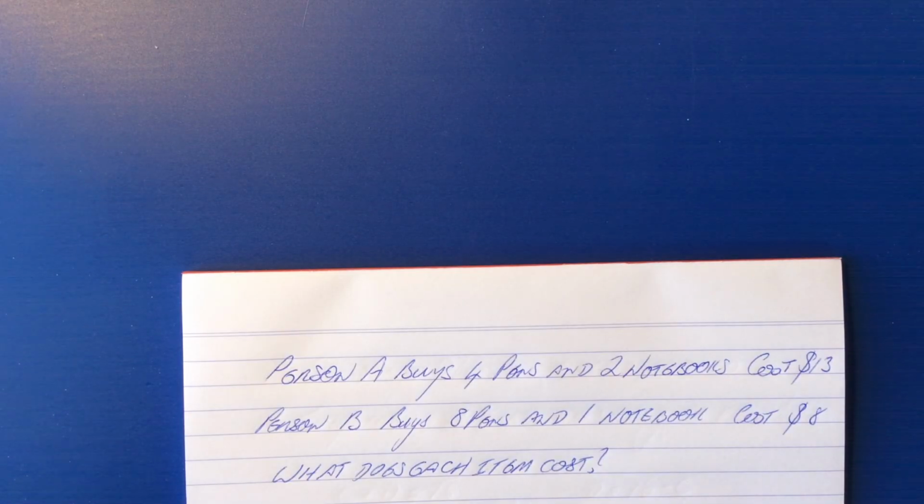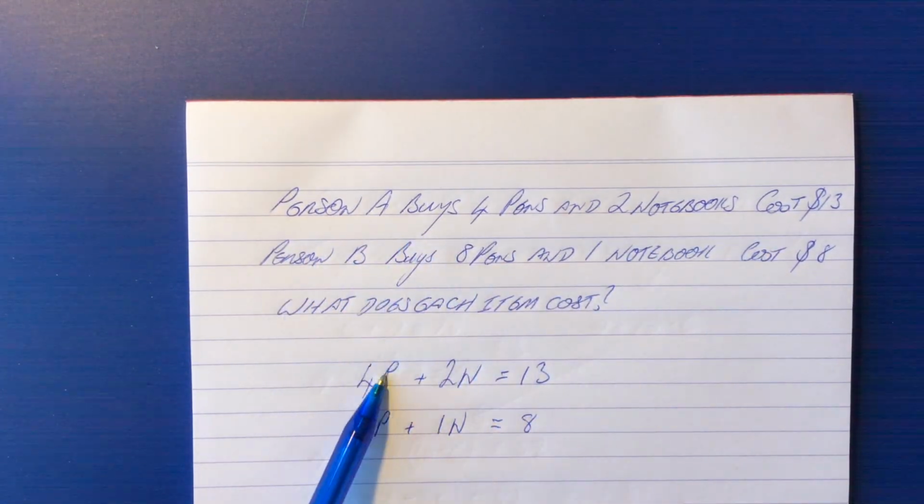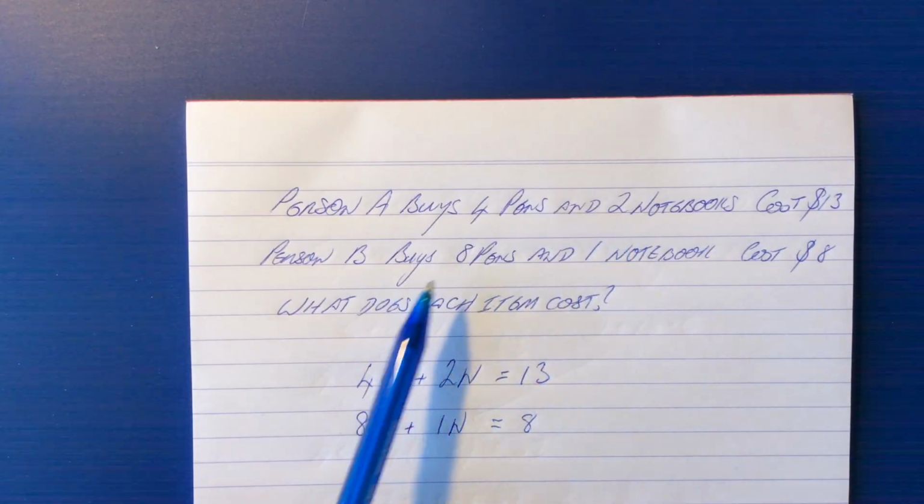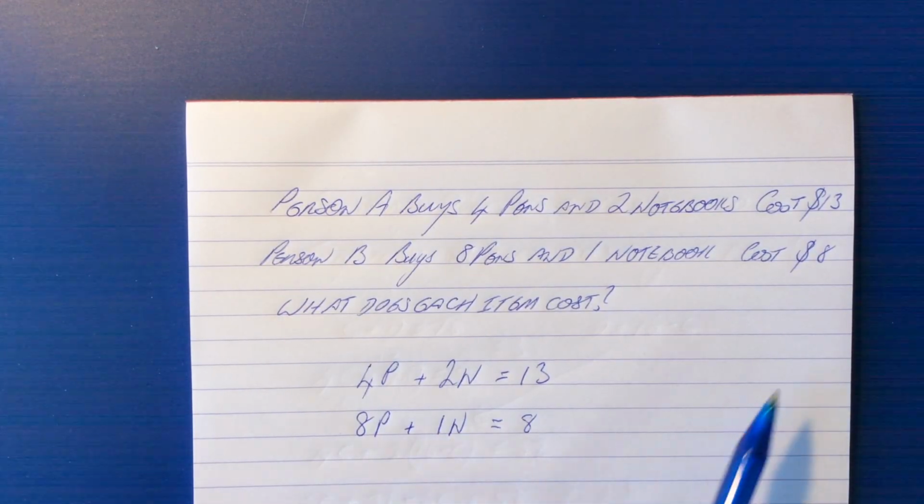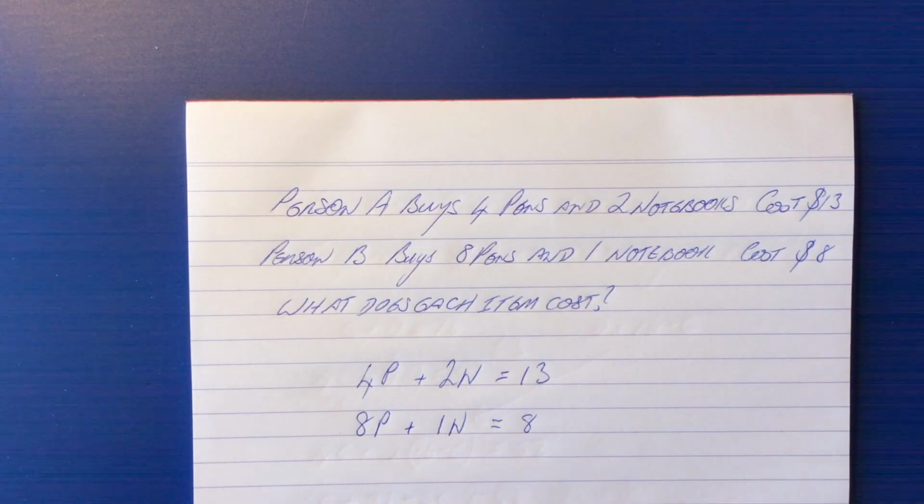This is relatively straightforward. Person A buys 4 pens and 2 notebooks, cost $13. Person B buys 8 pens and 1 notebook, cost $8. What does each item cost? Well, we set up equations based upon what we see here. So 4 pens, 2 notebooks, cost 13; 8 pens, 1 notebook, and I've put 1 here just to signify that it is 1 notebook. I could have just put N, and that cost $8.